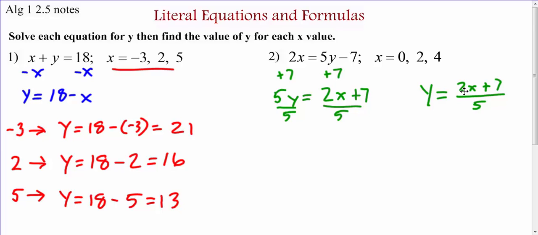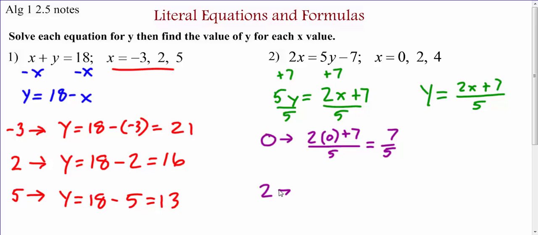Now we could separate that and make it 2/5 x plus 7/5, but I'm actually just fine leaving it the way we have it here. It might be easier for us to evaluate, which is what we're going to do. So let's start by evaluating at 0. We would have 2 times 0 plus 7 divided by 5, and that is just simply 7/5.